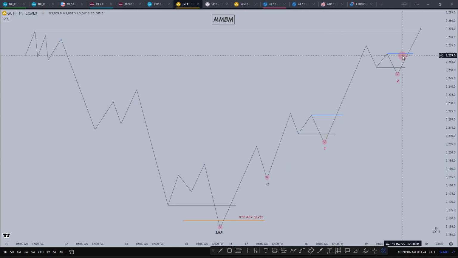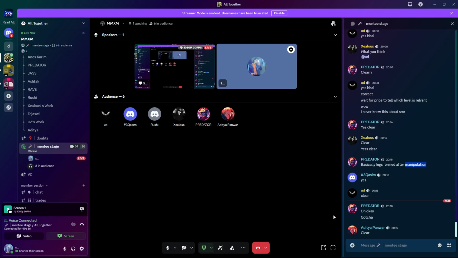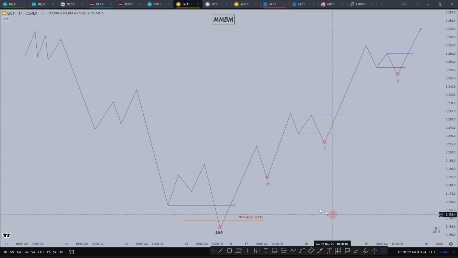0, 1, 2. And why am I not using this? Because this simply didn't make price go higher. This leg made price go higher. Okay, so how do we frame? After the SMR, the legs next to it you would frame as 0, 1, 2.